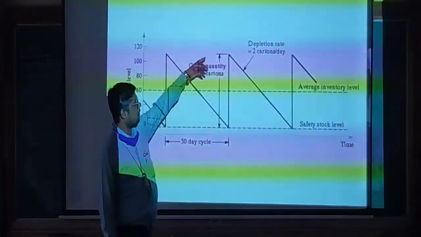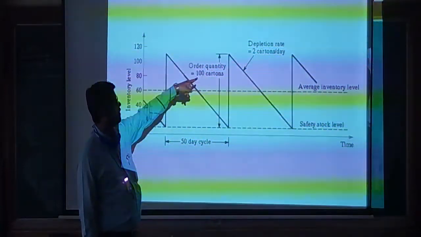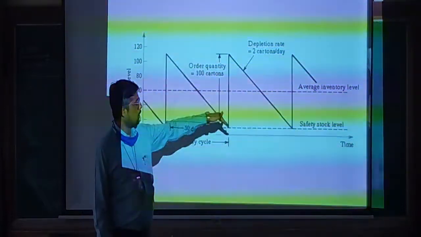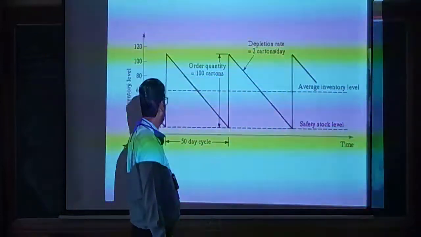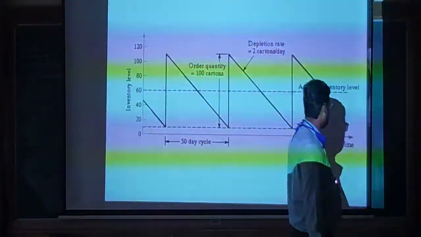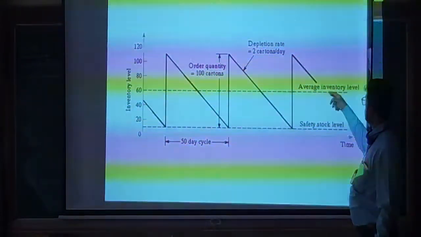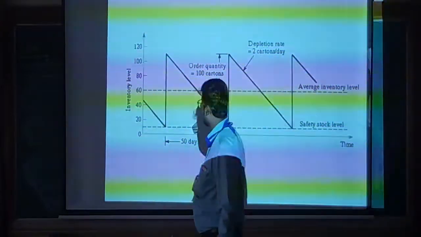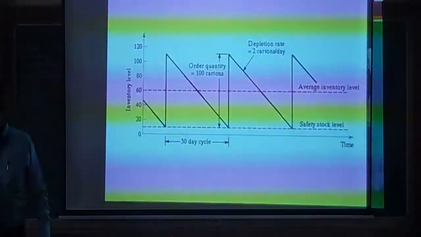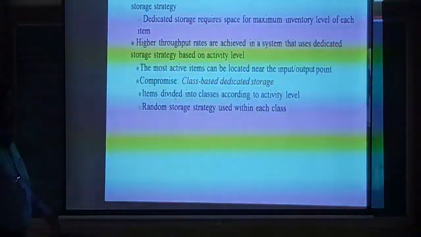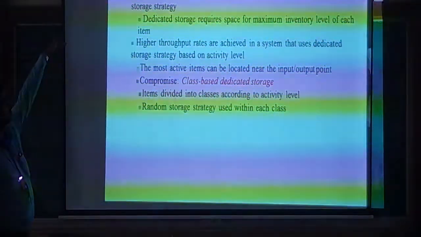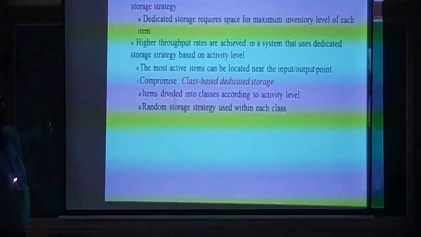And again the order quantity of 100 cartons, how it is increasing, and then the depletion rate is equal to 2 cartons per day, that is the sales. And this is the safety stock level, how they are maintaining this particular level of safety stock, and the average inventory level that they have here you can see. And then the comparison of storage strategies we have seen in the last class.